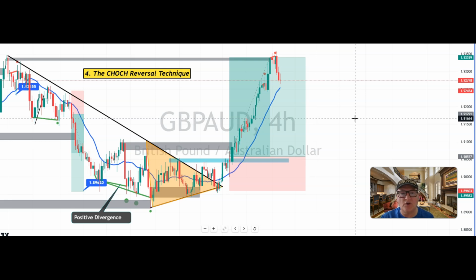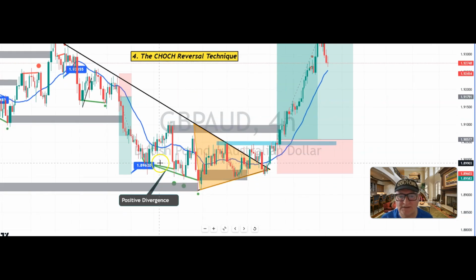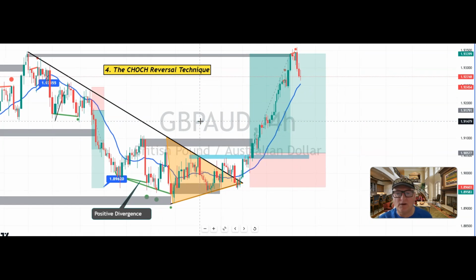So that is the chalk reversal technique. So look out for divergence, positive or negative. Look for the price to be hitting a major support or resistance area. Look for a breakout of any trend lines, and then you are in, or maybe on a pending order on a change of character. On to number 5, the commodity price continuation pattern.